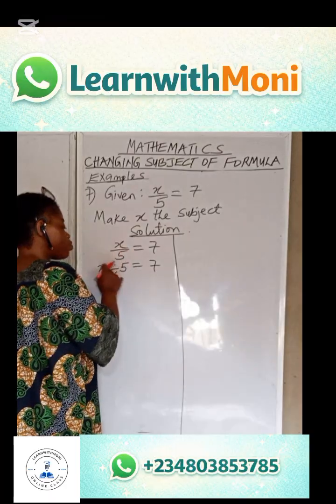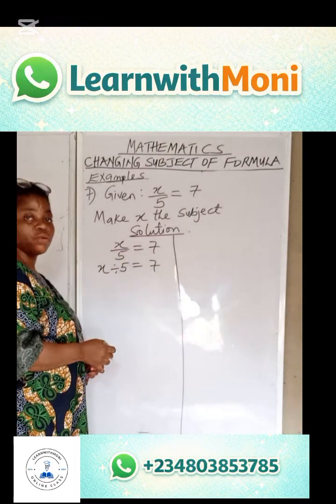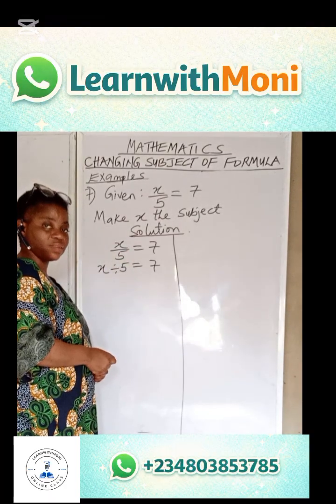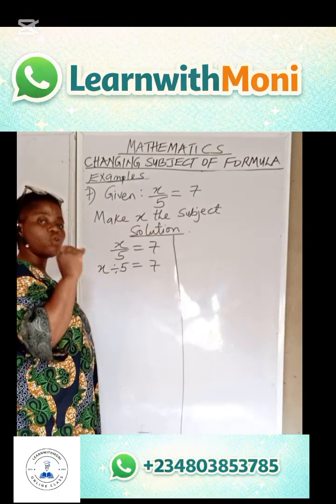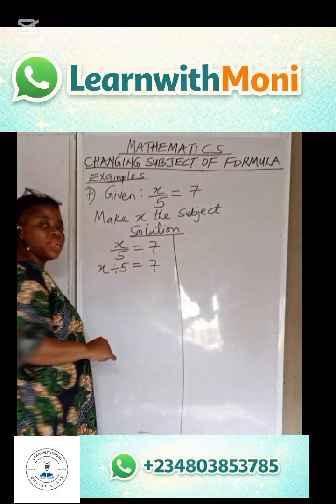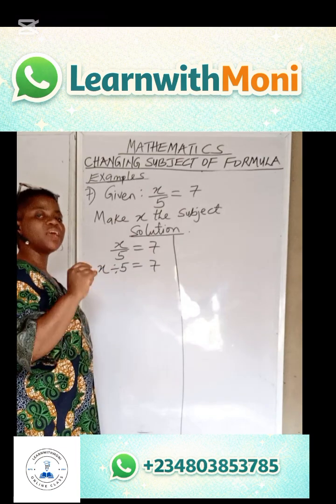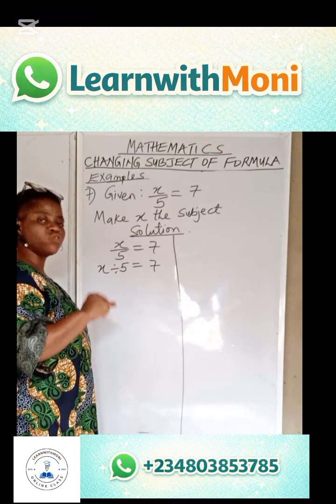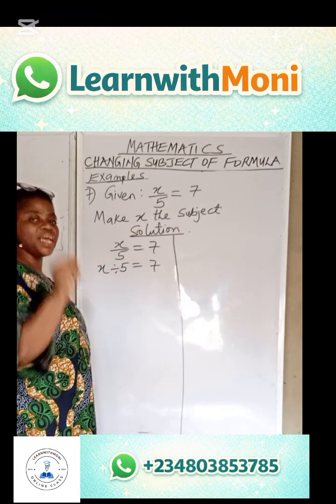So I will have to remove this divided by 5 from the same side with X by doing the inverse operation. The inverse operation for divided by 5 is times 5. So we are going to multiply both sides by 5.